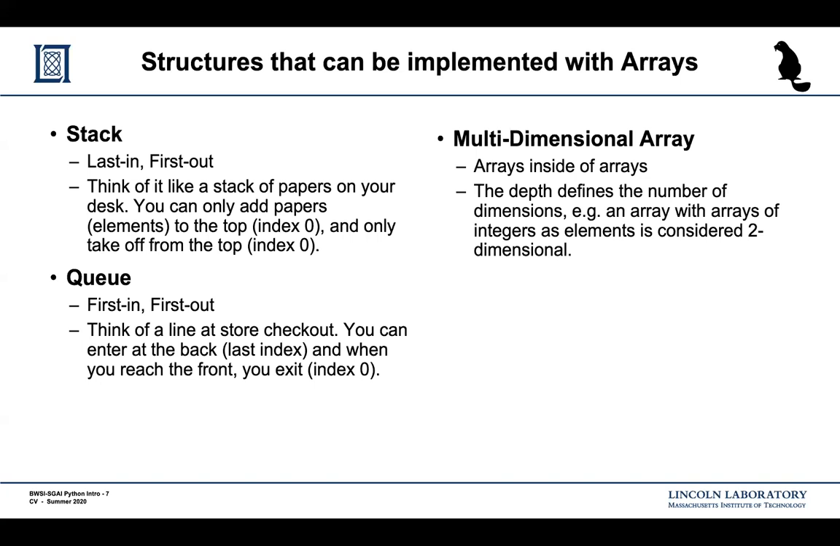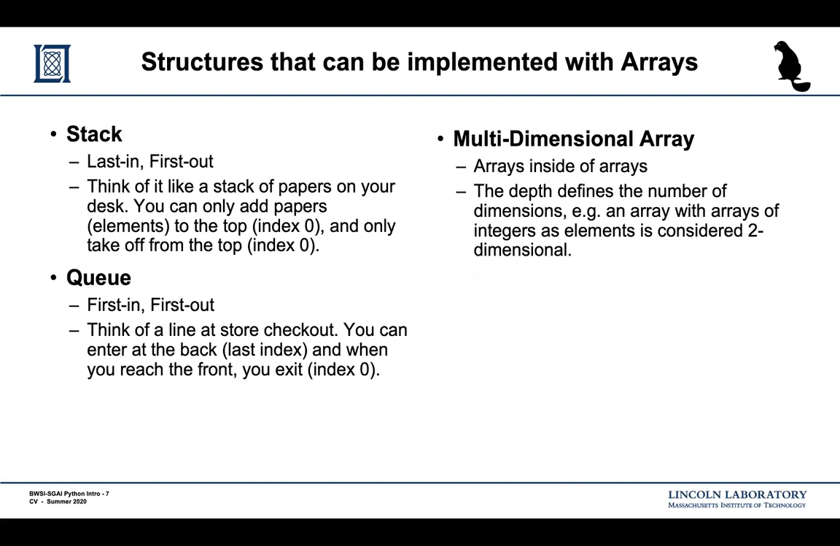Queue is another one. First in, first out, like a line at a store checkout or a line at anywhere. You enter at the back, right? So then you would be the last index, but we don't care about who's in the back. We care about who's in the front, who is the next person to come forward, right? So once an object goes in there, it doesn't get revealed until later.